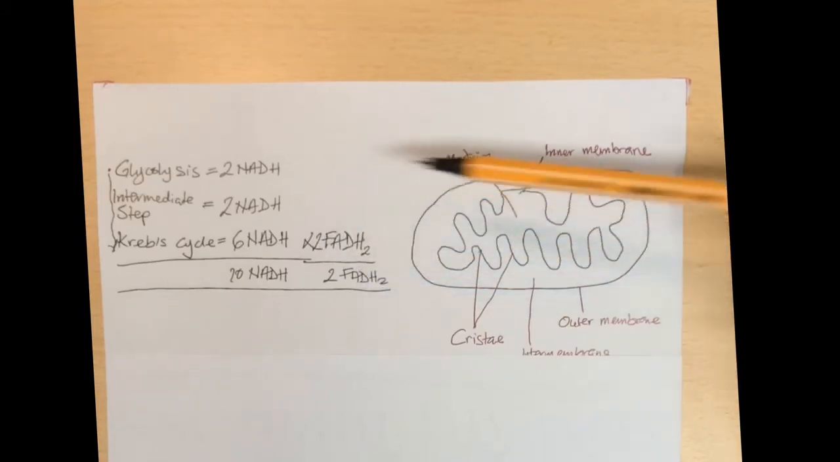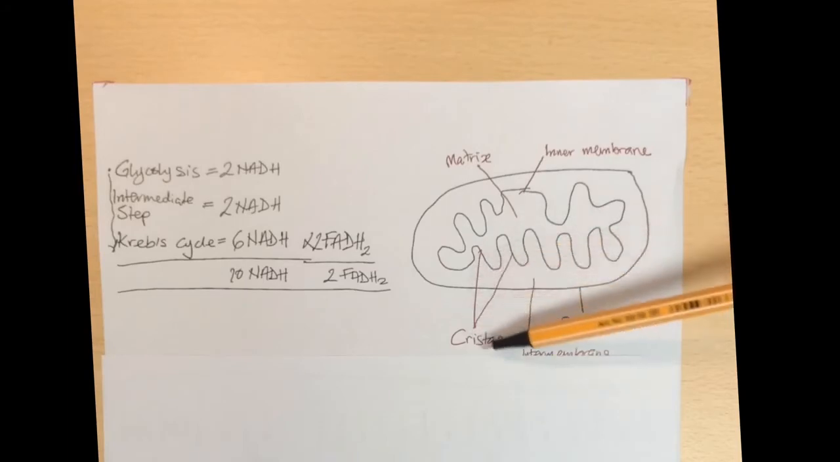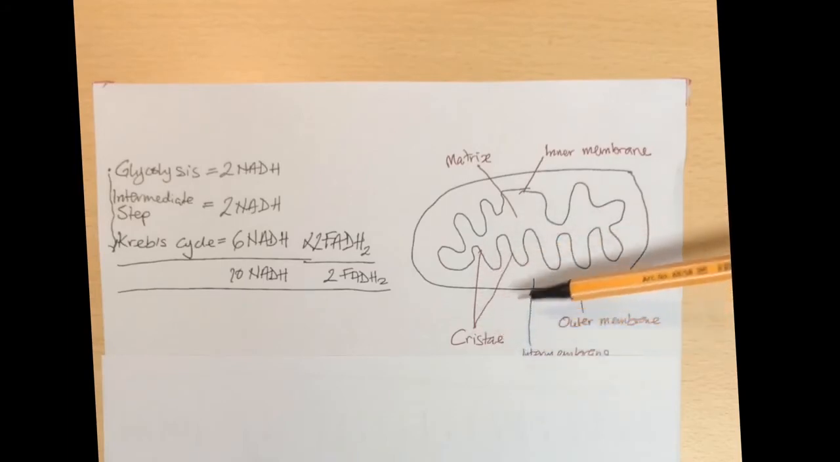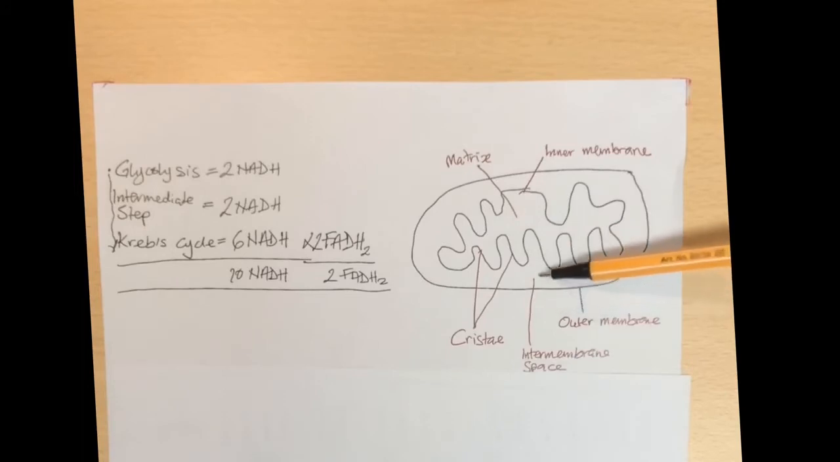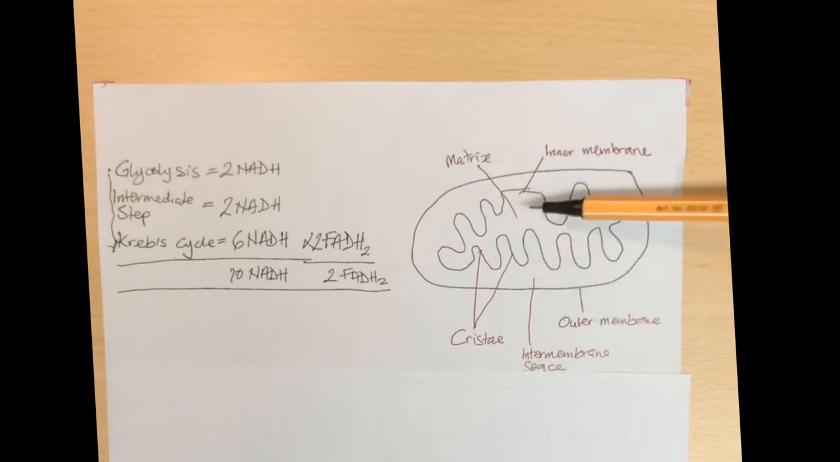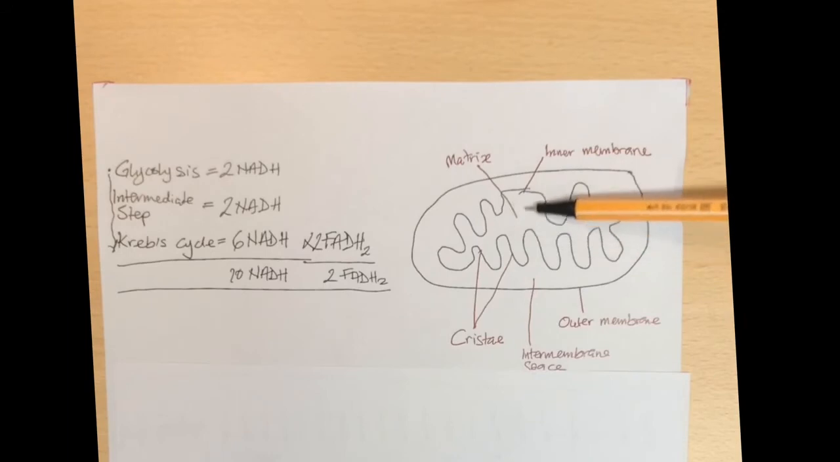Now onto the mitochondrial structure. You should understand that the mitochondria is made up of two membranes. You have your inner membrane, and the inner membrane is folded into structures known as cristae. The space between the inner membrane and the outer membrane is called the intermembrane space, and the space within the inner membrane is called the mitochondrial matrix. And this is where the Krebs cycle occurs.